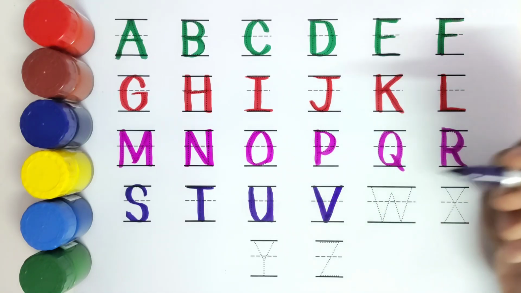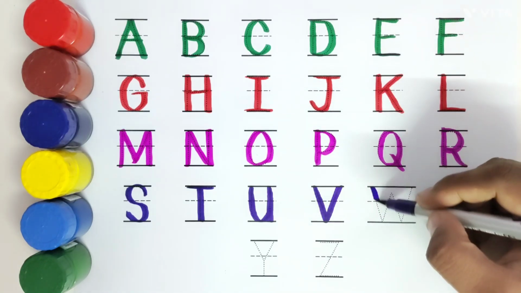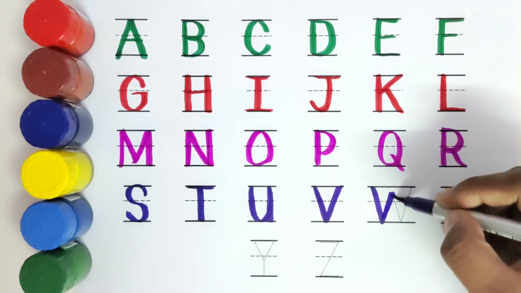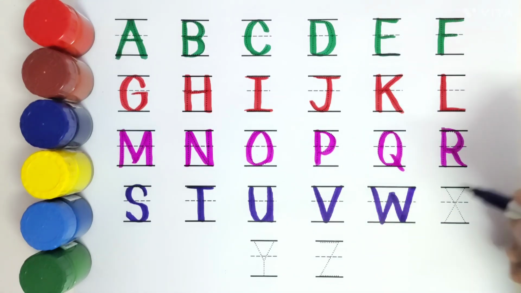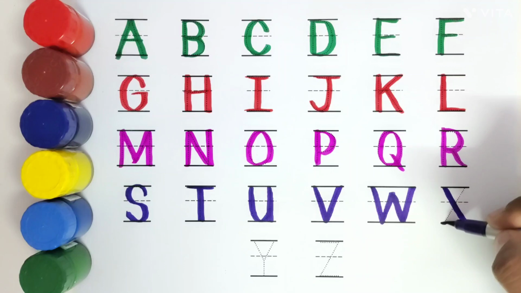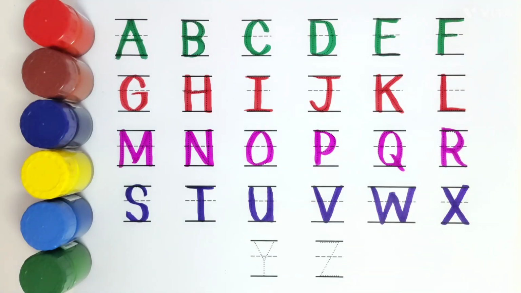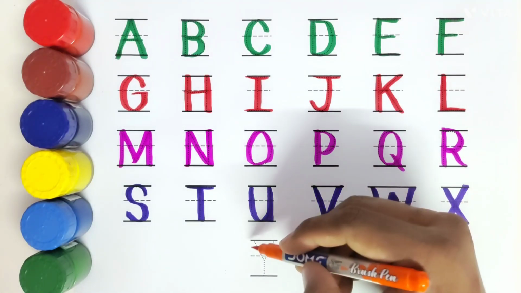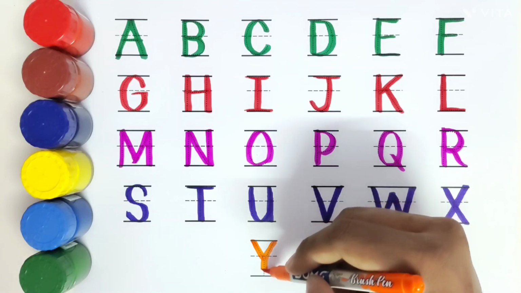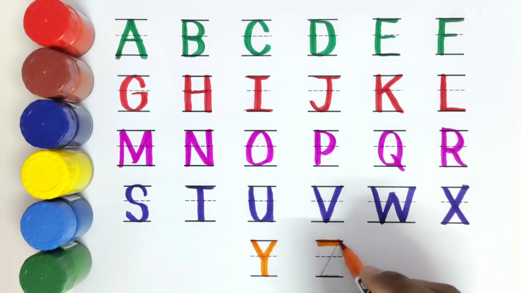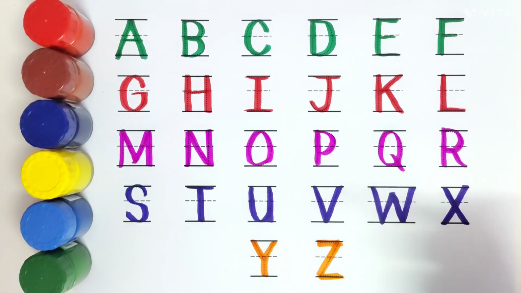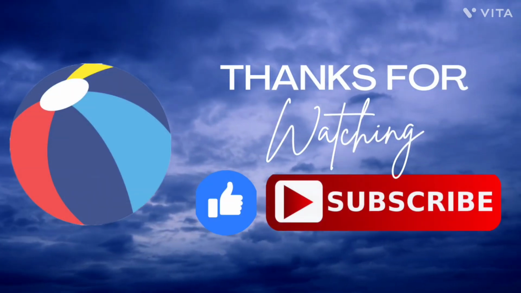V for van. W. W for watermelon. X. X for Xmas. Y. Y for yo-yo. Z. Z for zebra. Thank you kids for coloring all these alphabets with me.